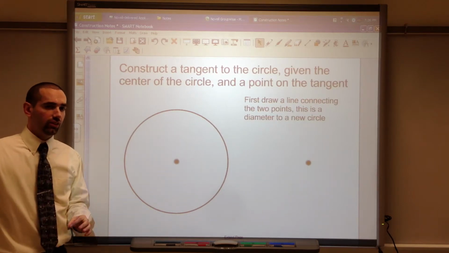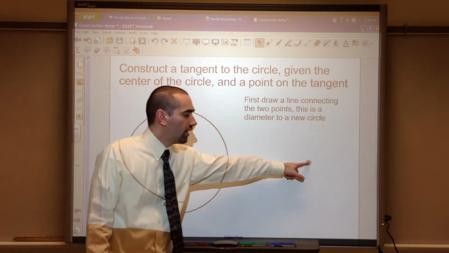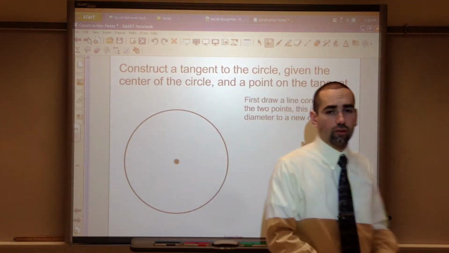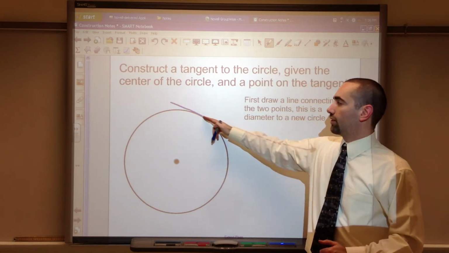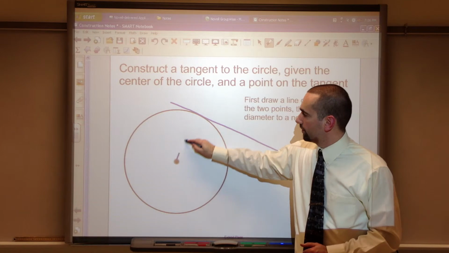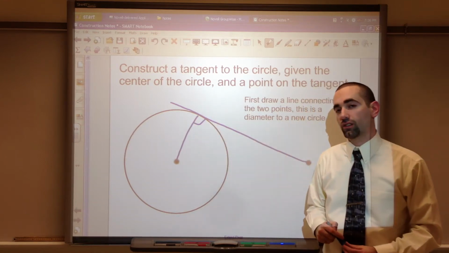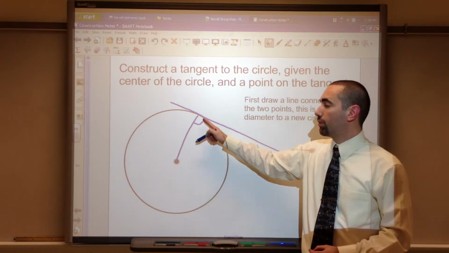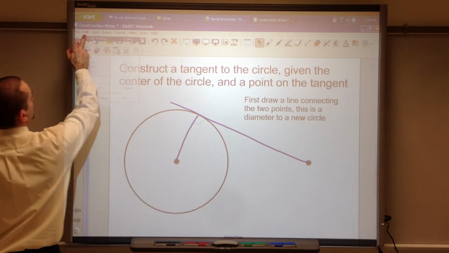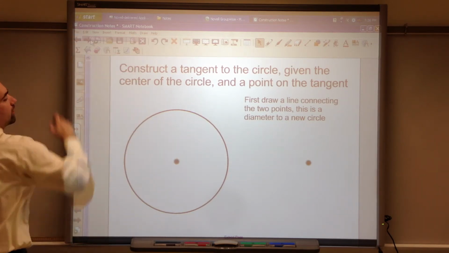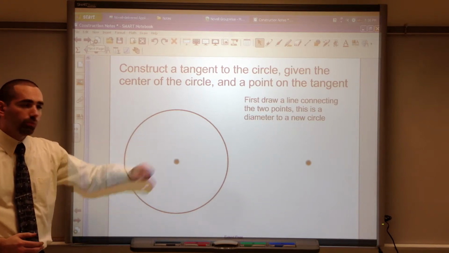This concept we're going to use to create a tangent to a circle, given the center of the circle and a point that's on the tangent. The idea of what we're going to make is going to look like this. We're going to have some line. It's going to intersect the circle at a single point. And if you remember, the radius is perpendicular to the tangent. So that is what we're going to construct. So the first step is we're going to connect these two points with the line.